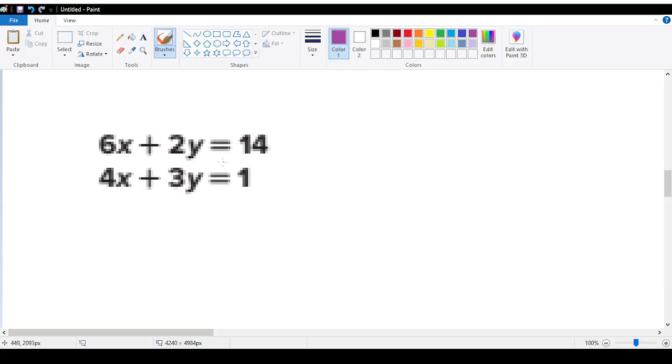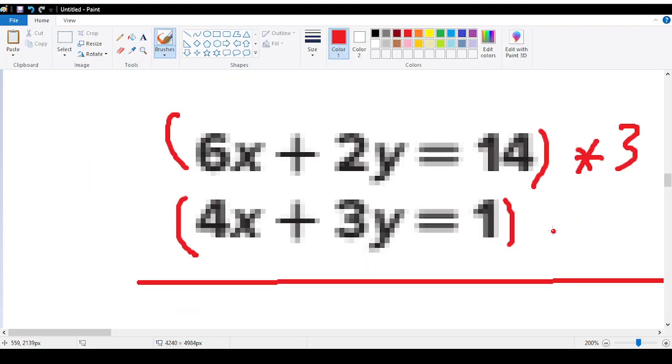But the thing is, now look at the example. Let's suppose that we need to cancel, we can start canceling x or y. It's up to us. We can judge which variable we will start with. Let's start with variable y, since it has lower numbers than x's. Now look at the first equation and the second equation. The first equation is going to be multiplied by 3, and the second equation will be multiplied by 2.